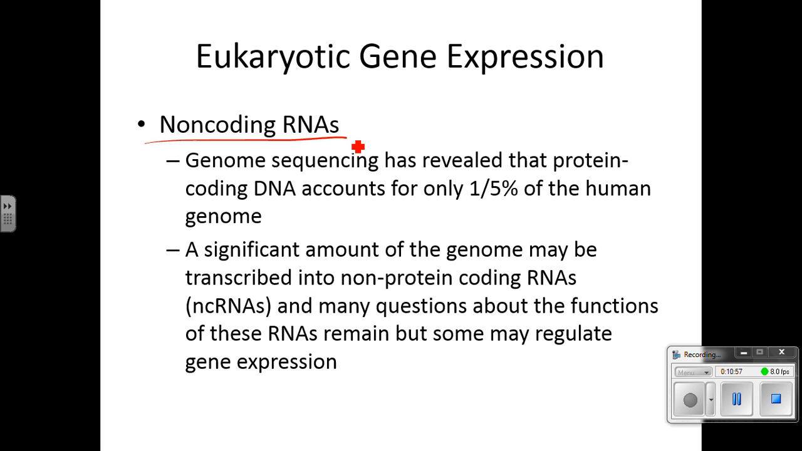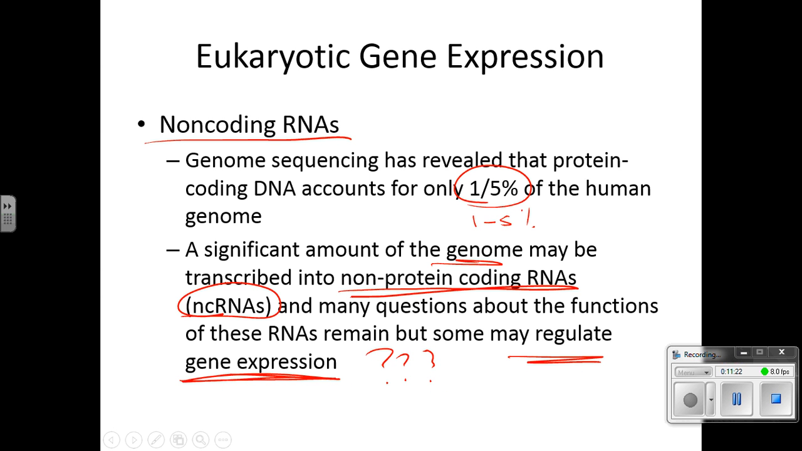We also have non-coding RNAs. The genome sequence has revealed that protein-coding DNA accounts for only, I think this is supposed to be, 1 to 5% of the human genome. A significant amount of the genome may be transcribed into non-protein coding RNAs. We call these ncRNAs, and many questions about the functions of these remain. We still don't really know. But some of those may actually regulate our gene expression, whether or not we're expressing certain genes.